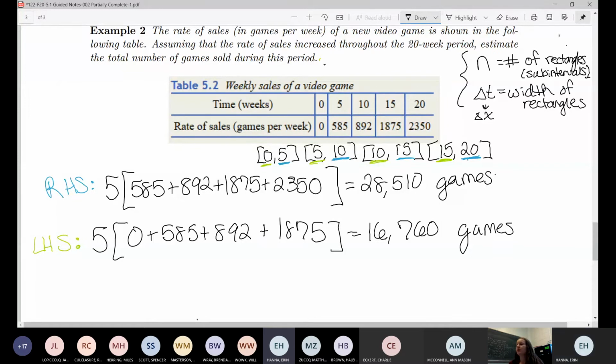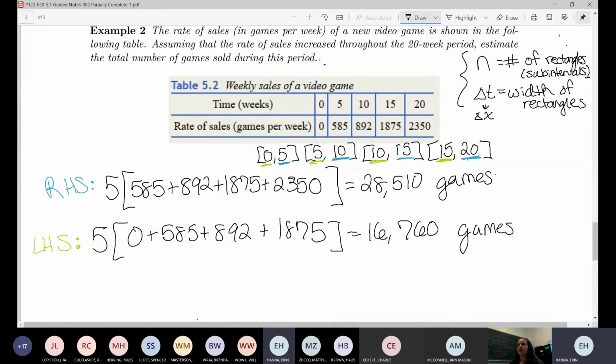Now, in general, we know that since this was an increasing function too, because we're told to assume the rate of sales increased, that right-hand sum is going to be an overestimation and the left-hand sum is going to be an underestimation. So we know that the actual number is somewhere between those two.